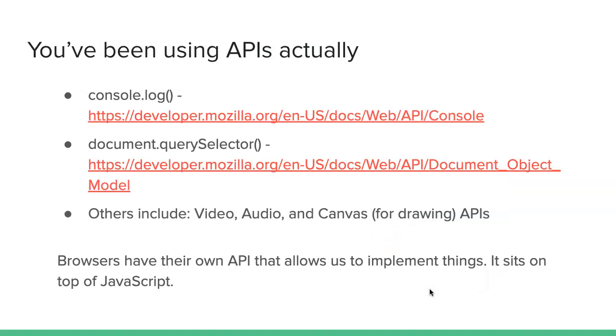So you have actually already been using a bunch of APIs. I just haven't told you yet. console.log and document.querySelector are all part of what they call the web API. Behind the scenes, some group of people created a bunch of things for the console, and a bunch of things for the DOM, the document, and they've defined, hey, this is how you use this thing.